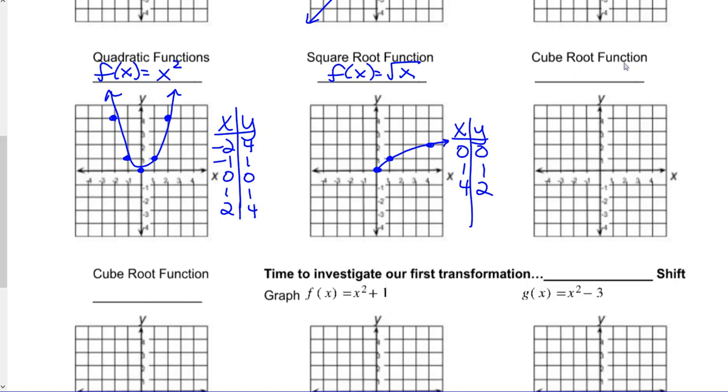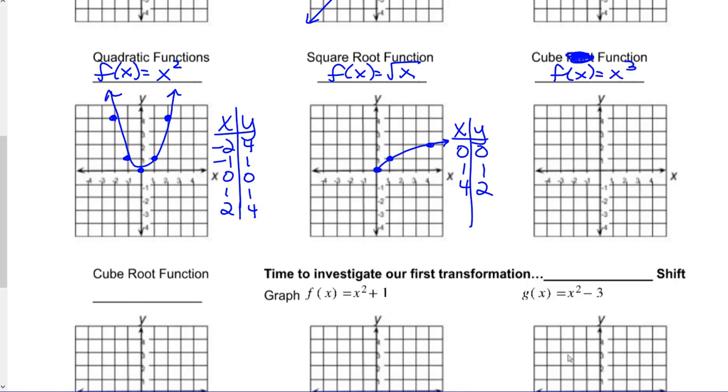For a cube root function, cube root, I did say cube root function here. I got a typo. Let's make that a cube function. Sorry, let's do the x cubed first. Let's do f of x is equal to x cubed.